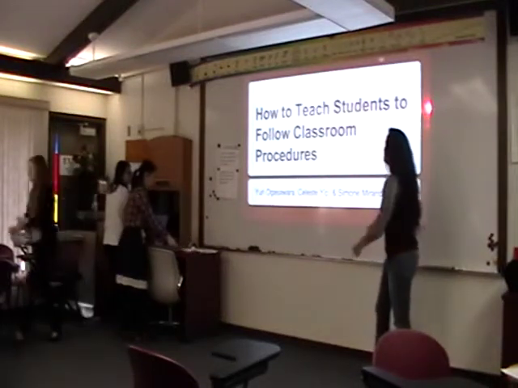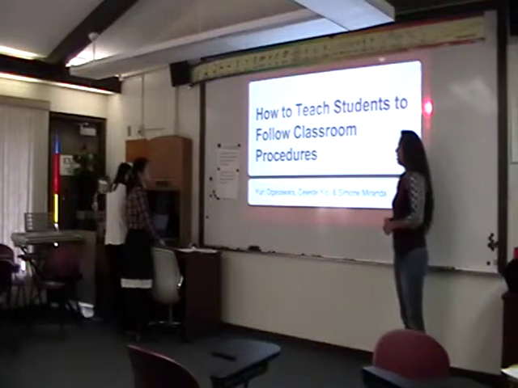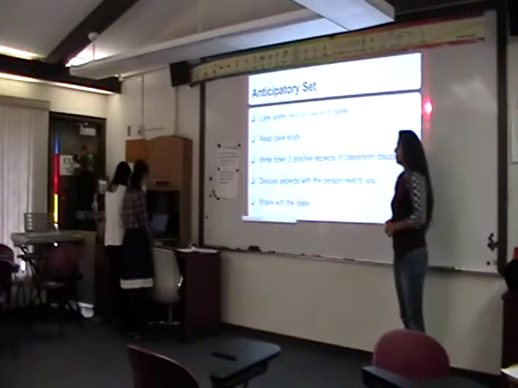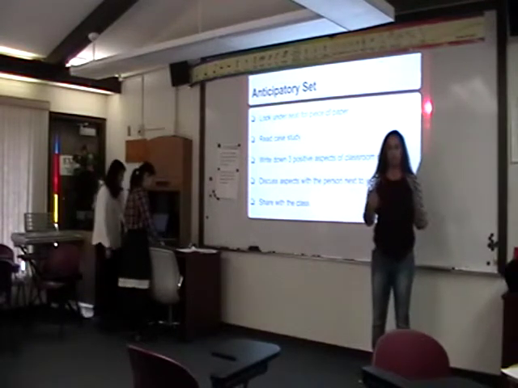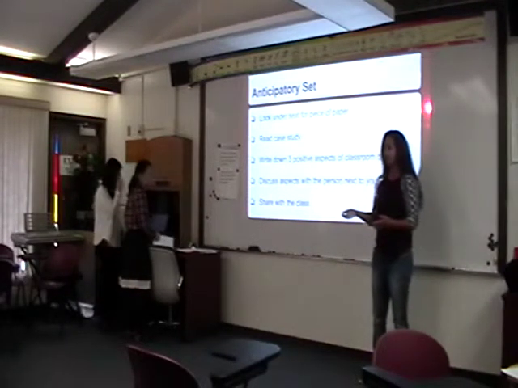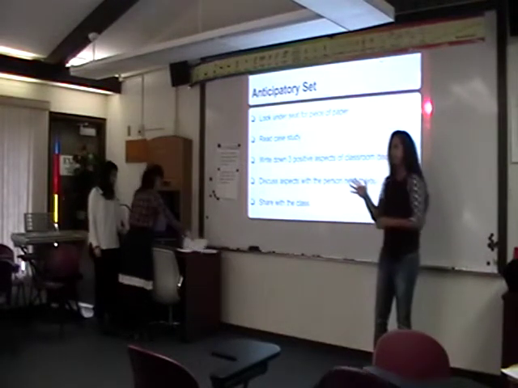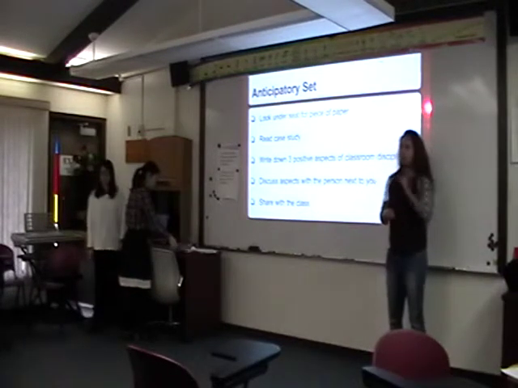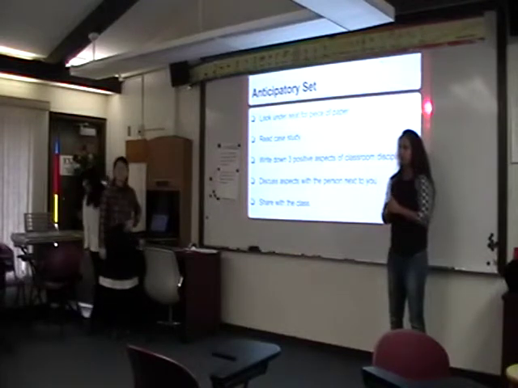Talking about how to teach students to follow classroom procedures. So for the anticipatory set, there are some chairs that have a piece of paper underneath them. If it's not your chair, then check the other chairs around you. There should be 5 pieces of paper. So once you've found them, just take them out. It has a paragraph on it.